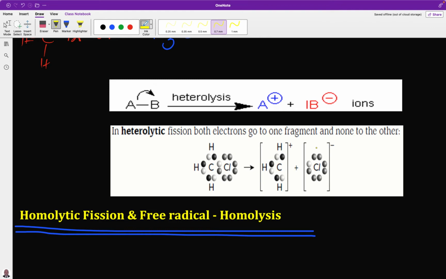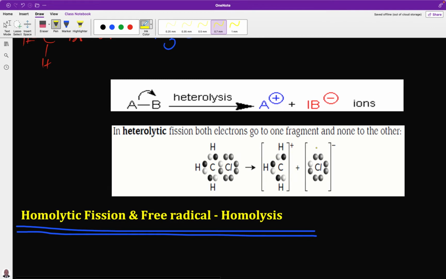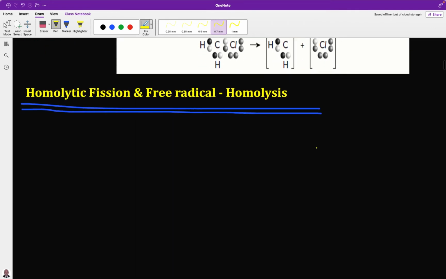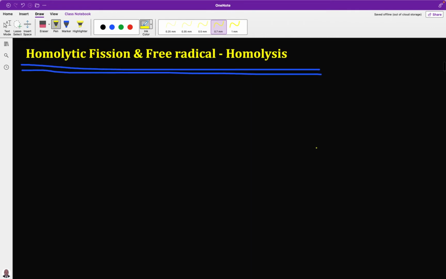Contrary to what we did the other time, which was heterolytic fission, this one is homolytic fission. We can say this is a bond breaking where both atoms in the covalent bond will leave with one electron each. It's just the opposite of what we have just treated. The other one was uneven breaking of the covalent bond. This one is even breaking of the covalent bond.